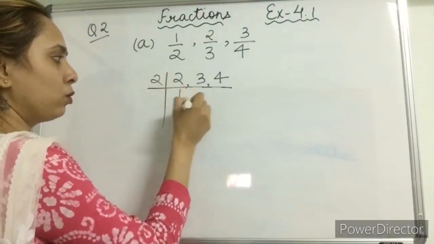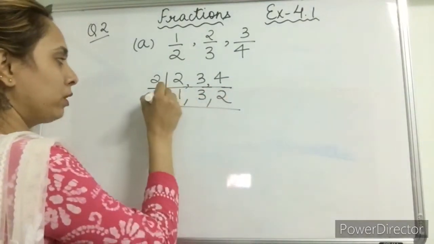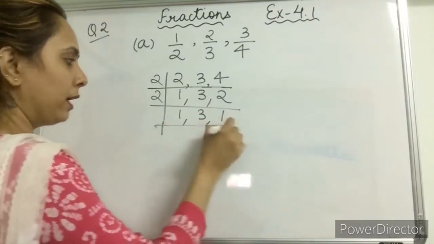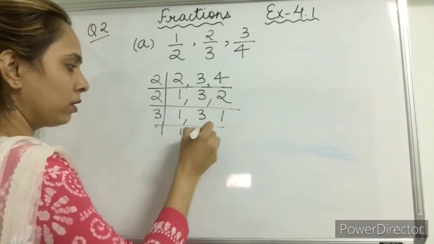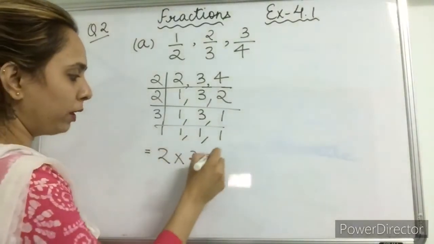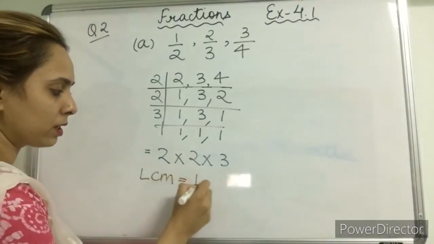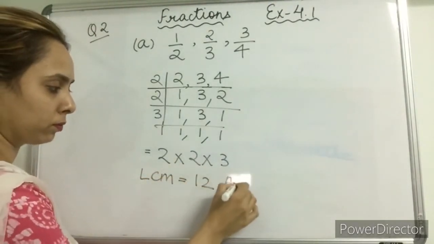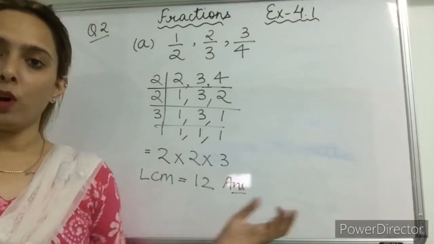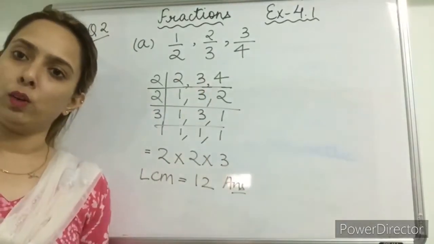2 1s are 2, 3 as it is, 2 2s are 4. Next, again 2 1s are 2, 3 as it is, 2 1s are 2. And here 3 1s are 3, and 1 and 1. So we have got 2 into 2 into 3. So LCM is 12. Only this you have to do for this question. You will take all the denominators and using the division method you will find the LCM.